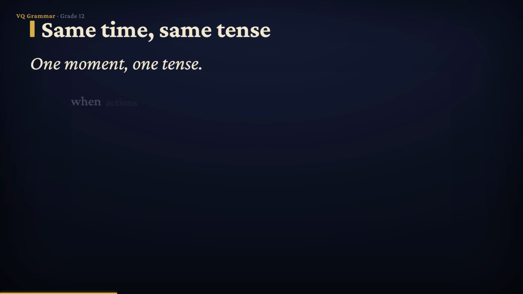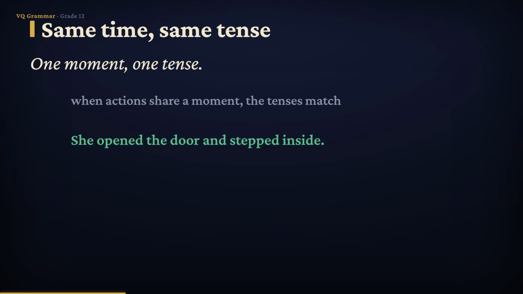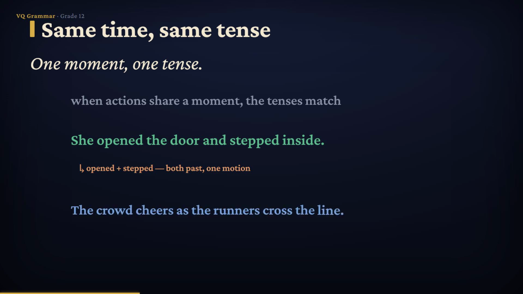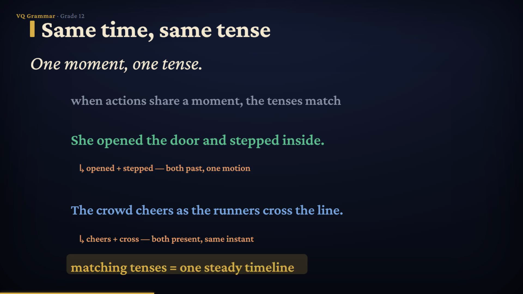Now the good habit. When 2 actions share the same moment, let their tenses match. It's that simple. She opened the door and stepped inside. Opened and stepped are both past, so the 2 actions flow as one smooth motion. It works in the present too. The crowd cheers as the runners cross the line. Cheers and cross are both present, both happening in the same instant. Notice what matching tenses buy you. One steady timeline the reader never has to second guess.